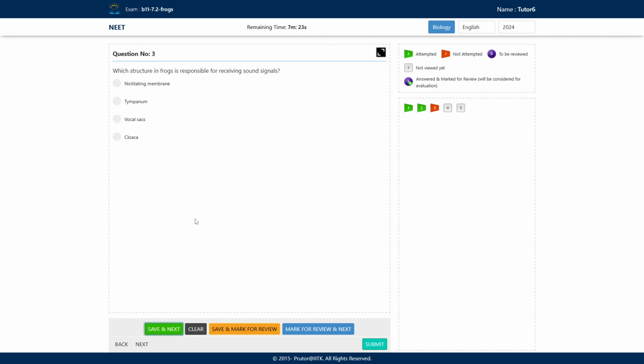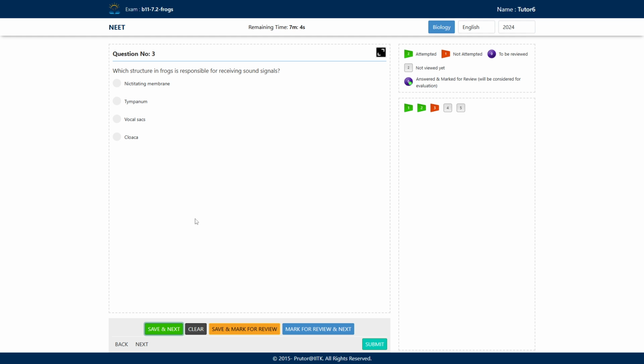Which structure in frog is responsible for receiving sound signal? Sound signal. From which organ does the male frog produce the sound? A. nictitating membrane, B. tympanum, C. vocal sacs, and D. cloaca. Very simple. Which organ is there?